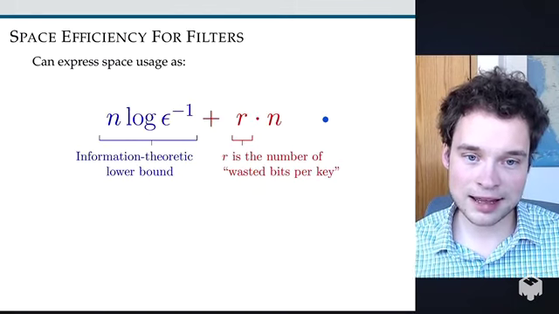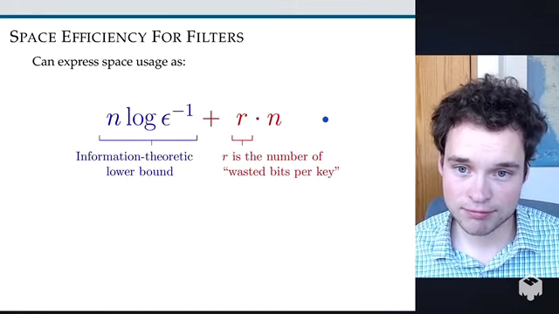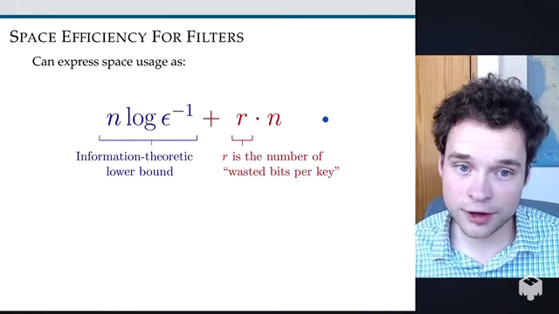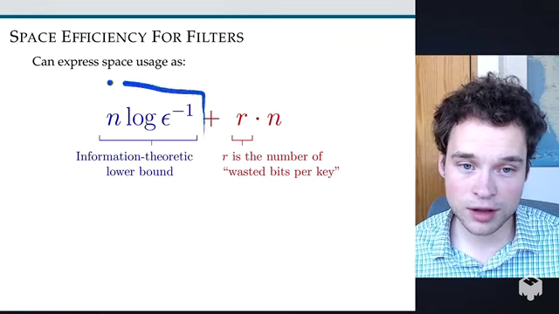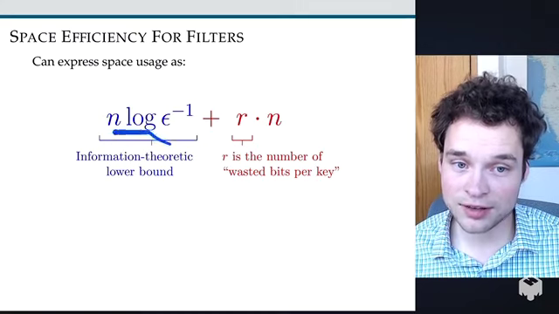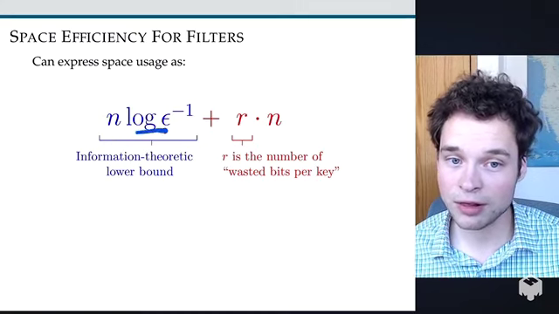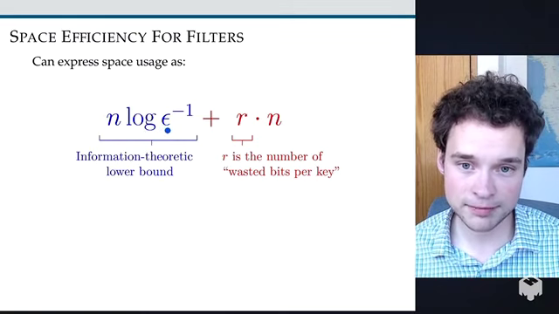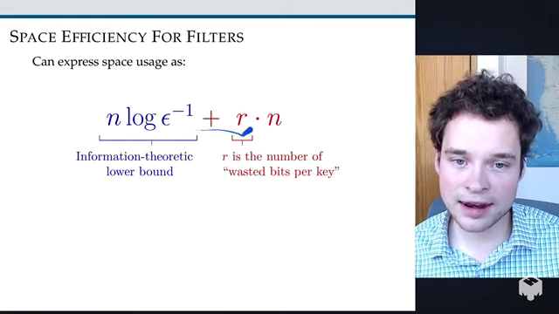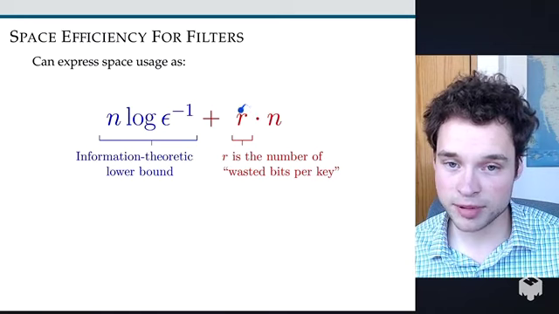So why are filters an interesting data structure? Well, they let you get even more space efficiency. So the way to think about the space efficiency for a filter is that there's an information theoretic lower bound on the number of bits that you need. So here this lower bound becomes n times log of epsilon inverse. Remember, epsilon is your false positive rate. And then again, you have some number r of wasted bits per key.